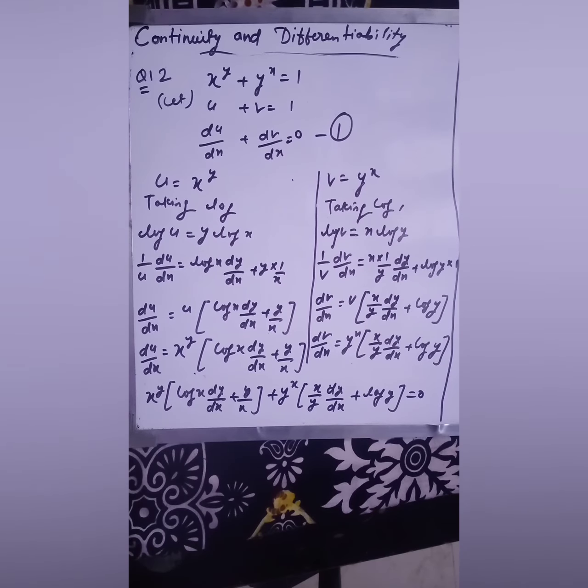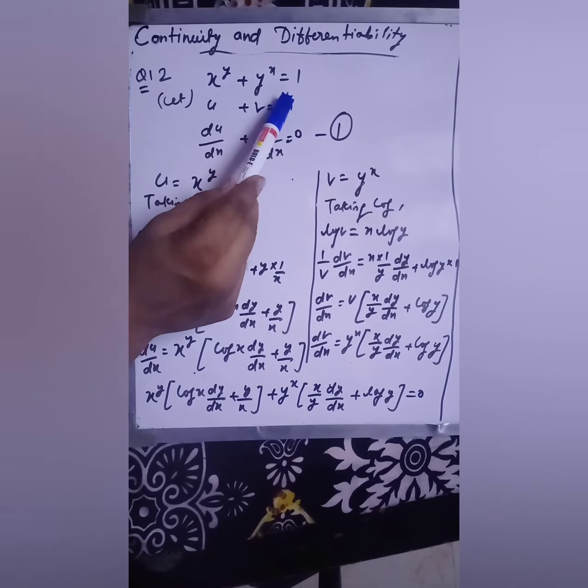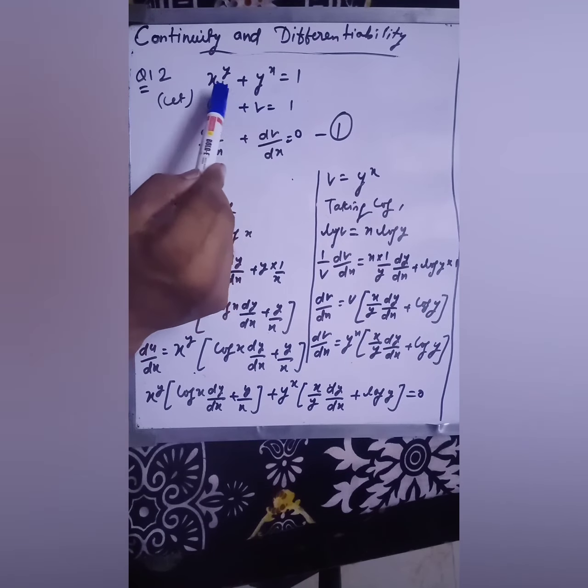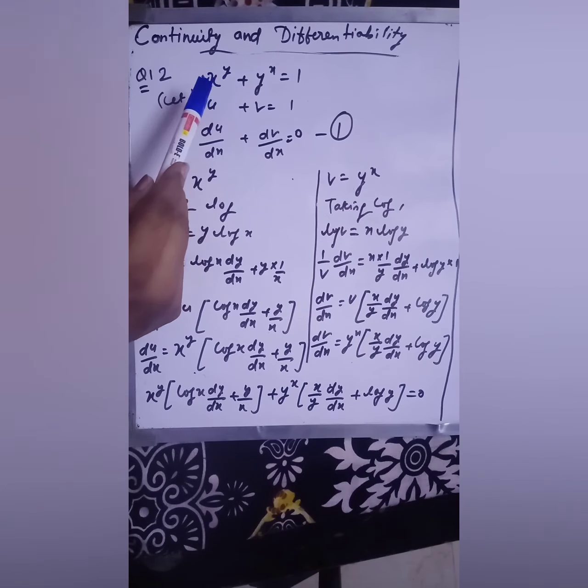Now this is your question number 12 of exercise 5.5. See, this equation is given to us: x raised to power y plus y raised to power x equals 1, and we have to find out dy by dx from this equation.